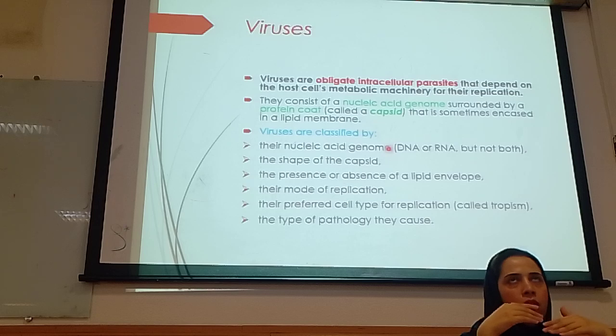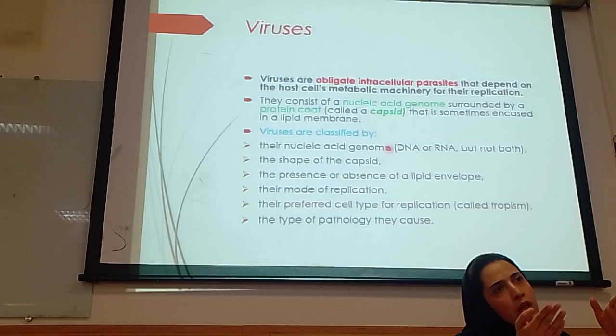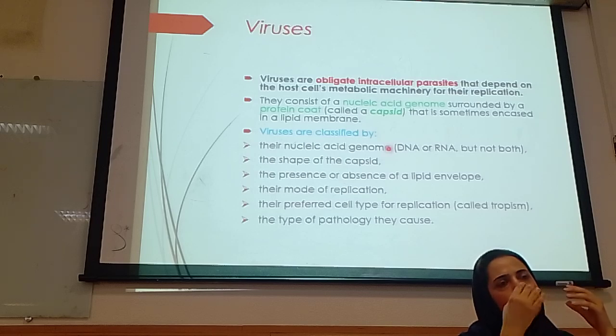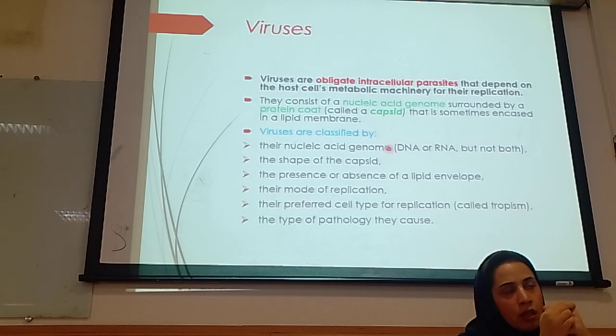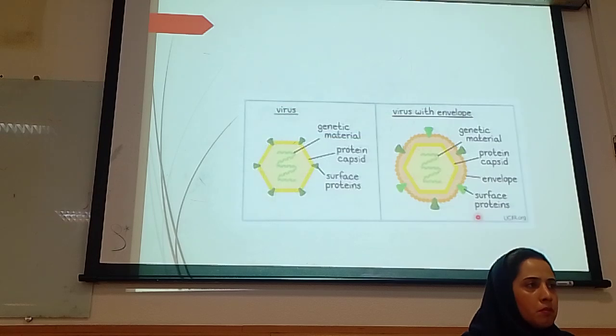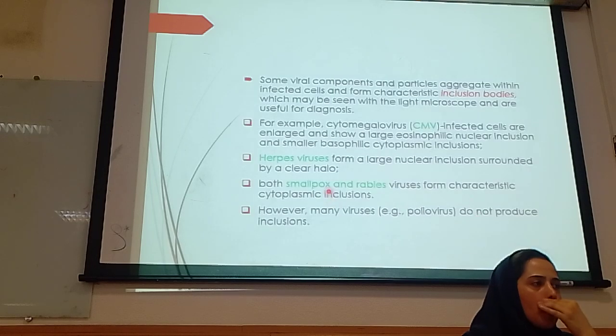For example, HPV prefers epithelial cells. Or for example, rhinoviruses prefer cells of the upper respiratory tract. This is called tropism. And sometimes they may be classified by the type of pathology they cause.